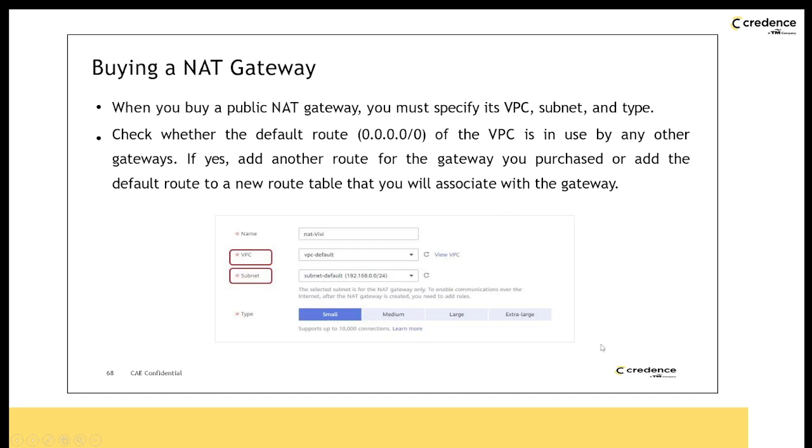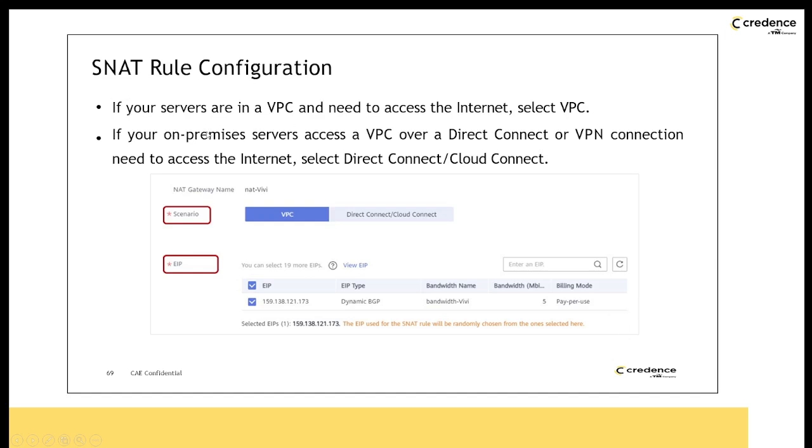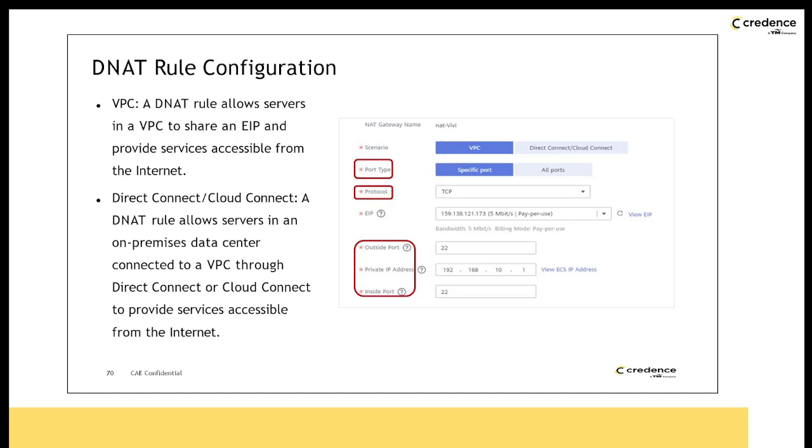So you need to configure the NAT gateway. Make sure that you understand the topology of your cloud to the outside. For the SNAT rule configuration, if your servers are in a VPC and need to access the internet, then select VPC. If your on-premises servers access a VPC over Direct Connect or a VPN connection and need to access the internet, then you need to select Direct Connect or Cloud Connect. This is the scenario that you need to choose. Then you have to select the EIP, which actually needs to use the BGP routing protocol.